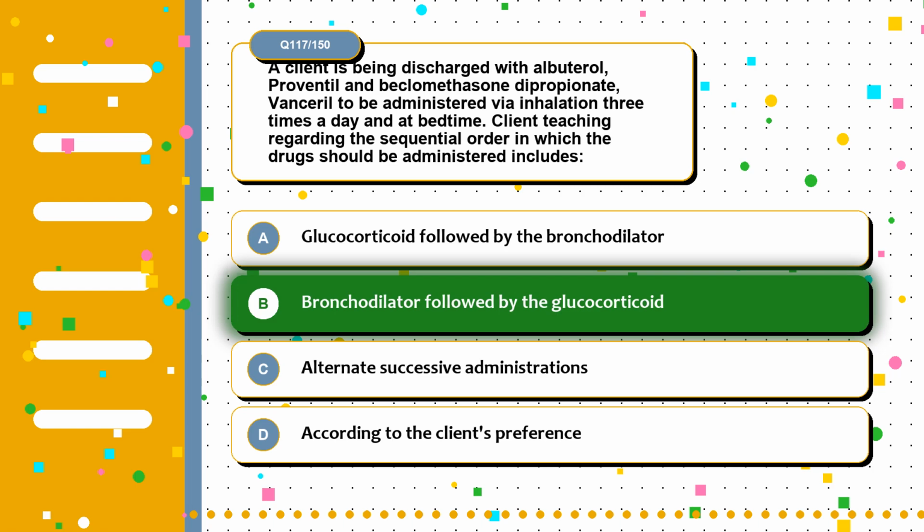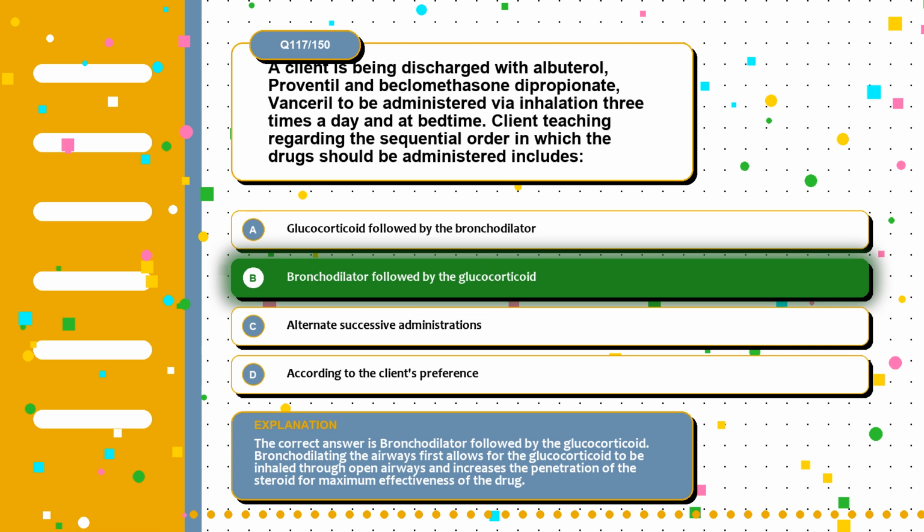The correct answer is option B. Bronchodilator followed by the glucocorticoid. Bronchodilating the airways first allows for the glucocorticoid to be inhaled through open airways and increases the penetration of the steroid for maximum effectiveness of the drug.